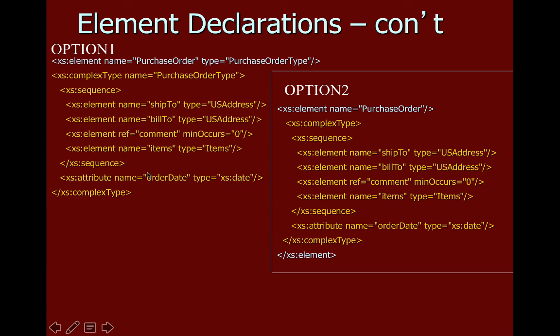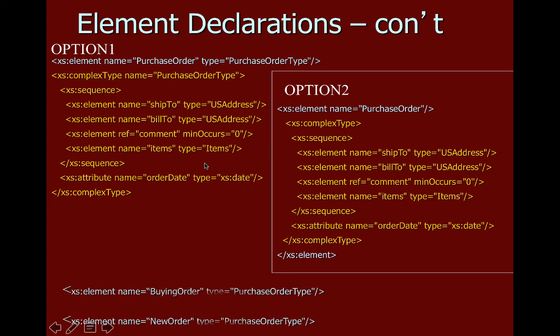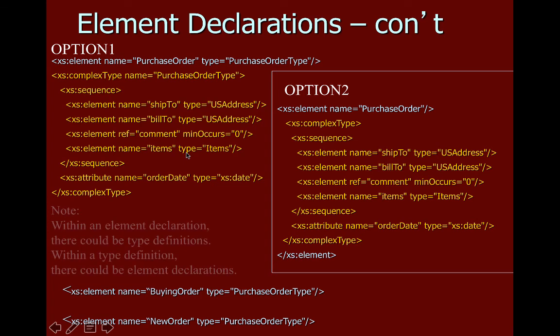In general, this is preferred because you're giving names for complex types, which you can then reuse elsewhere, right? So you can declare another element called purchase order something else, and you can declare it to be of type purchase order type as well. So for instance, you declare a new element called buying order, and you can say it's of this type. New order is also of this type, right? So giving the type definition a name helps.